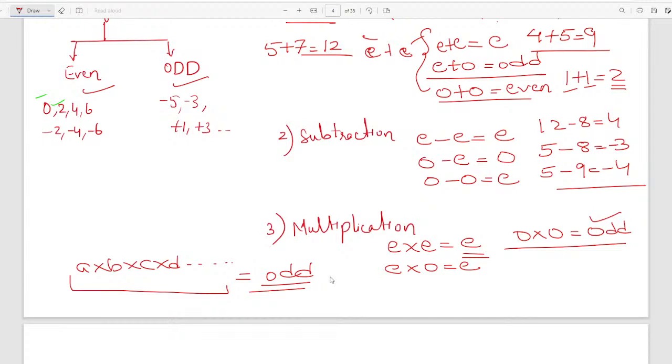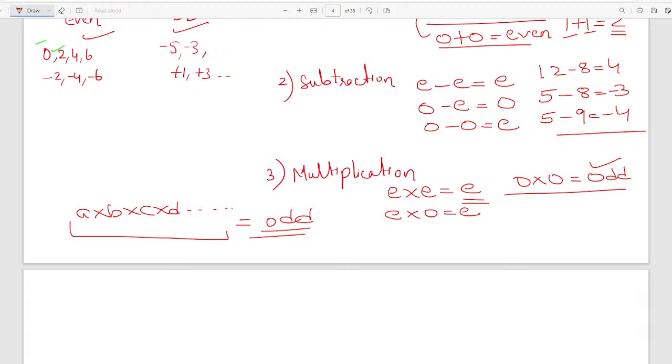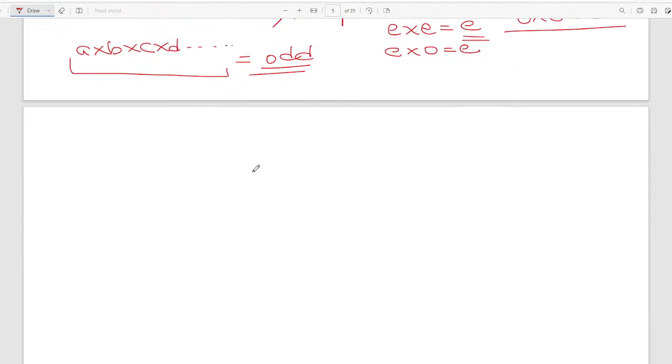0, 2, 4, 6. Even negative numbers can be even or odd. Is this clear till now? If you have any doubts, ask. Okay, so we'll go to the division part.